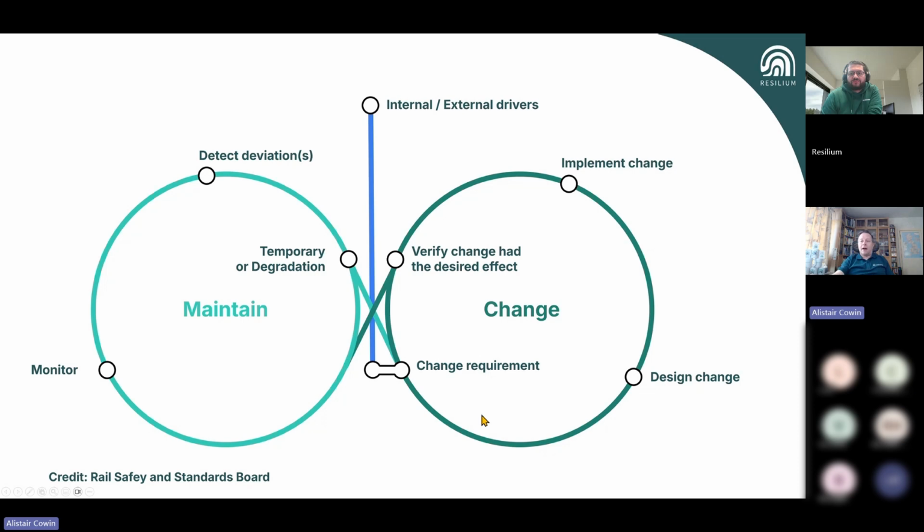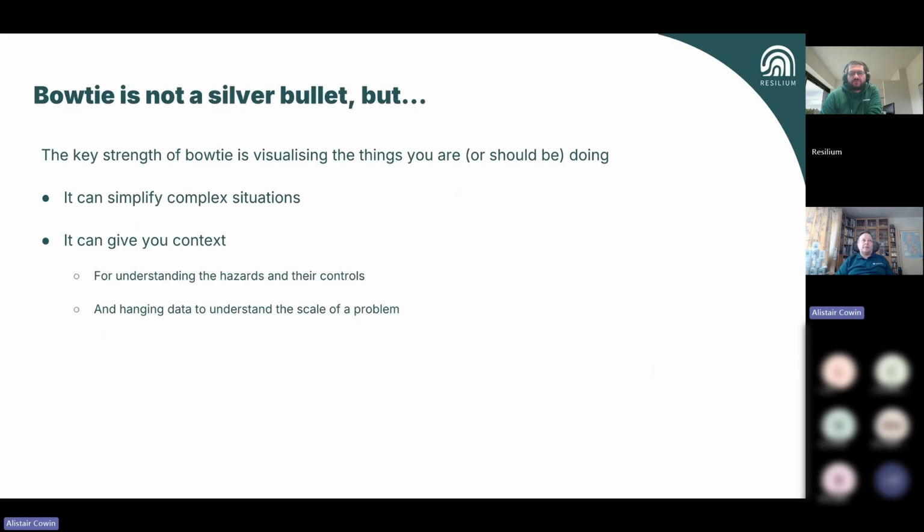So I think these two diagrams sort of lead into the three questions at the start of the talk: can you verify it's doing what it's doing? So, kind of wrapping up here, the bow tie is not a silver bullet, but what it does is give you that visual. A picture paints a thousand words of the things that you are doing or should be doing.